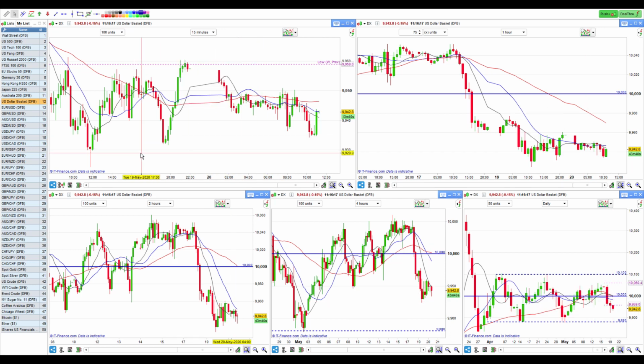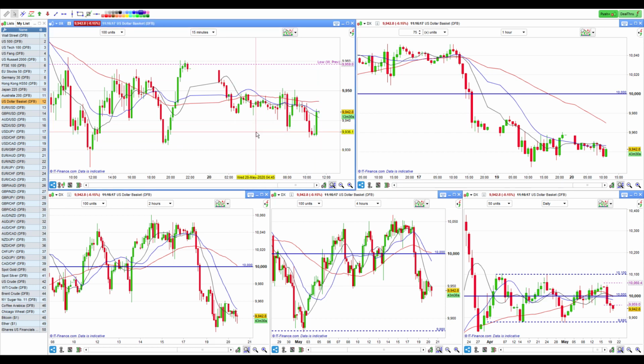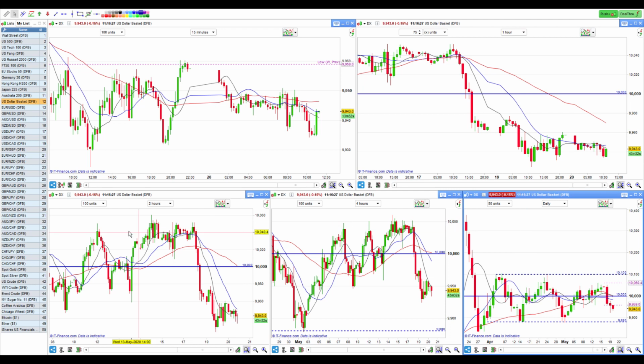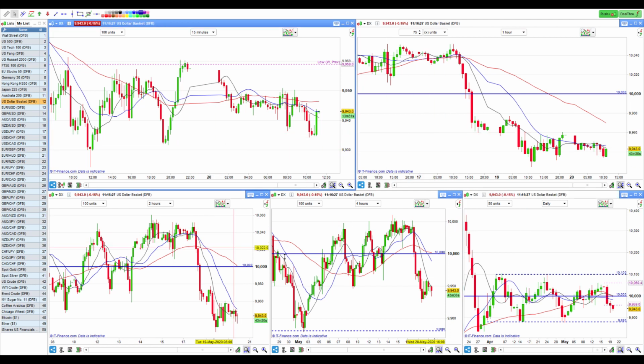So I'm just going to run through a couple of the charts. What I've got is a 15 minutes going up to 1 hour, going up to 2 hours, 4 hours and daily. So really I'm looking at lower time frames and just looking at what the overall conditions are.